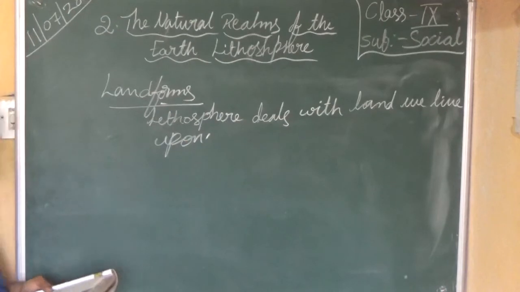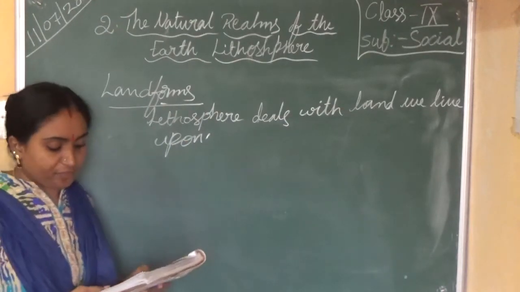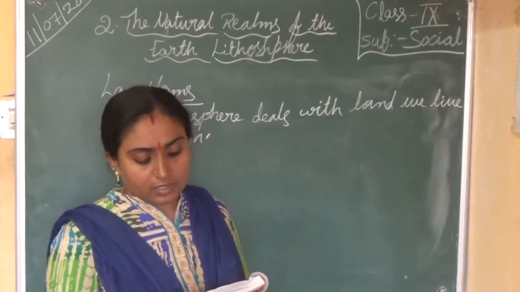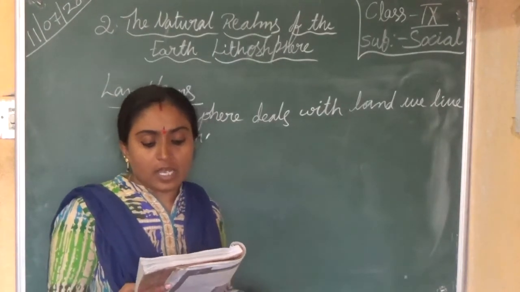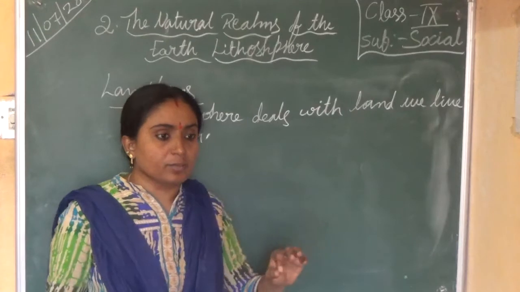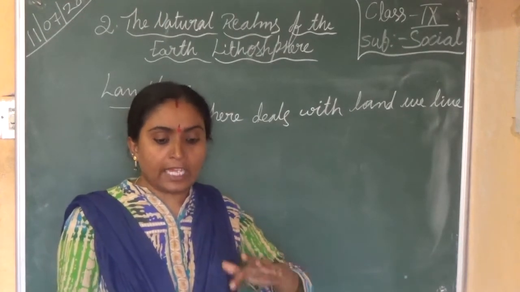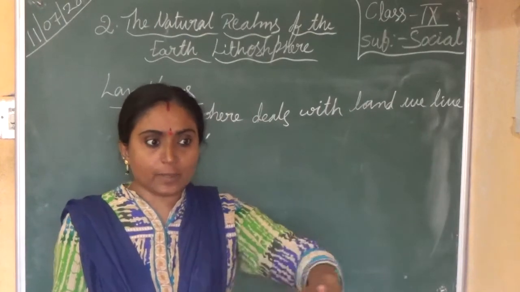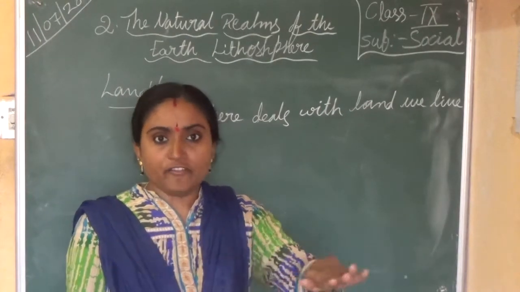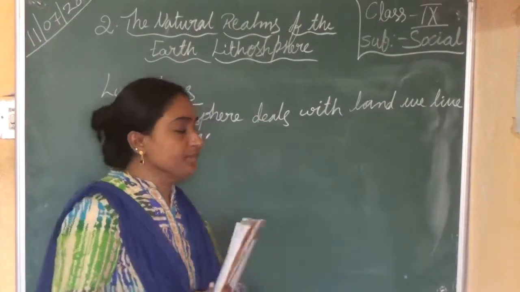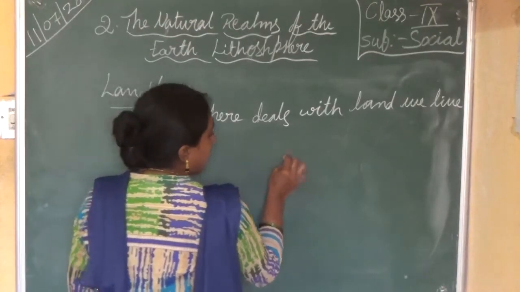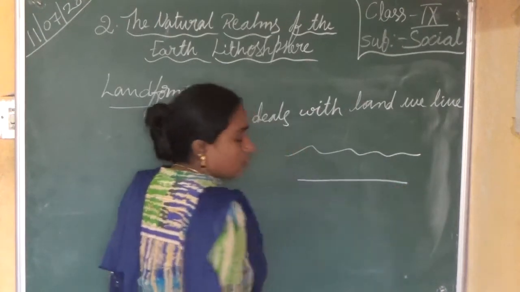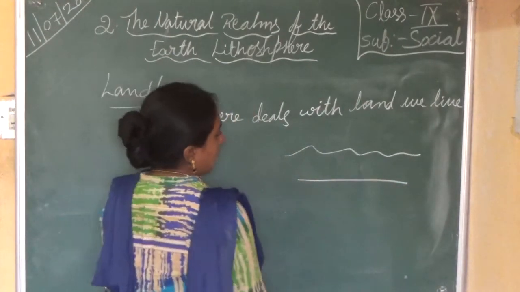Land we live upon. As you saw in the last chapter, the crust, the top layer of the earth, is uneven. The surface of the earth is very uneven. There is nothing straight on the surface of the earth.